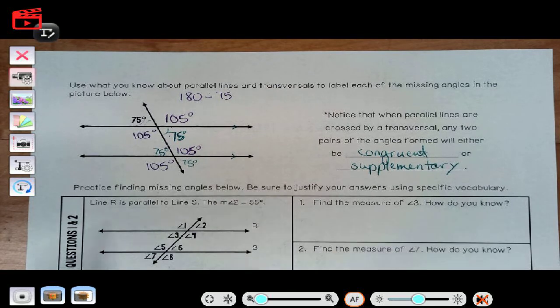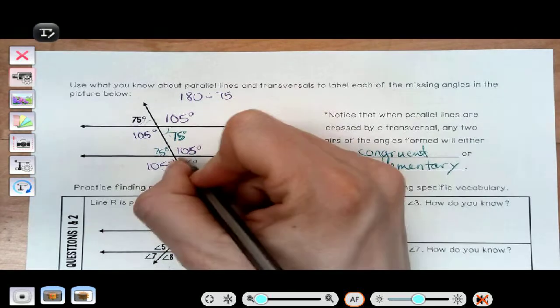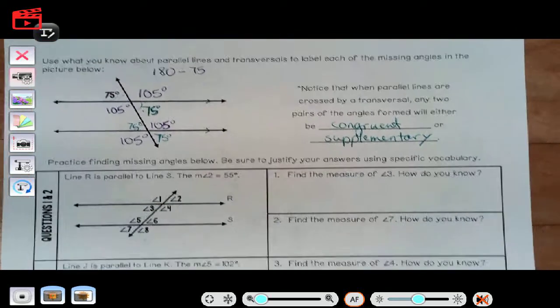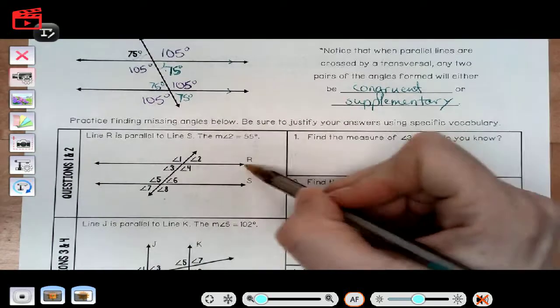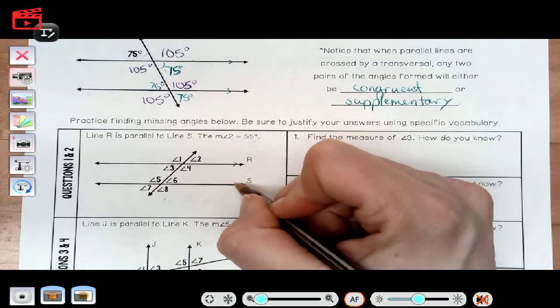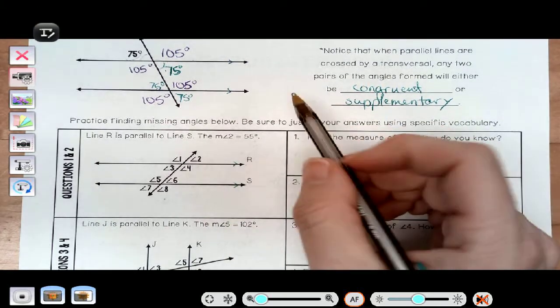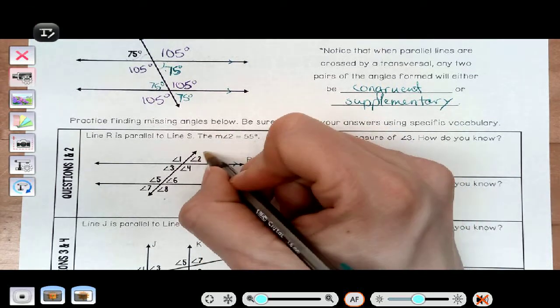Okay? So let's just do a few examples. Practice finding the missing angles below. Be sure to justify. Okay, so it says line R is parallel to line S, so these 2 are parallel. Good, all of our angles come into play. The measure of angle 2 is 55 degrees.